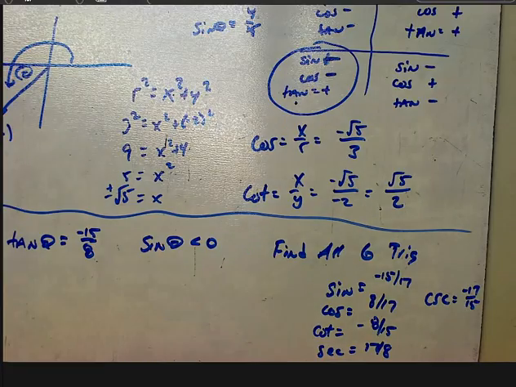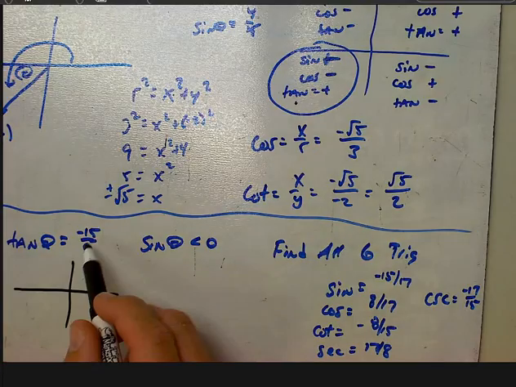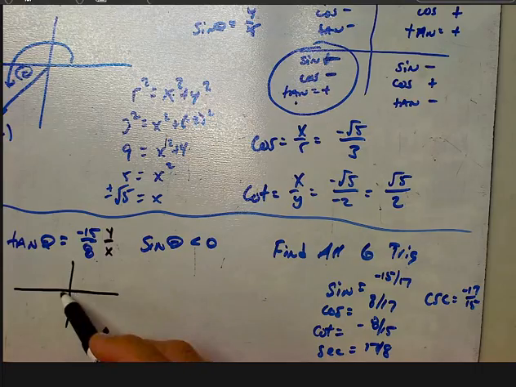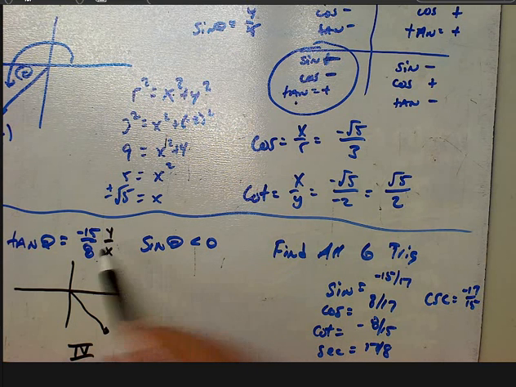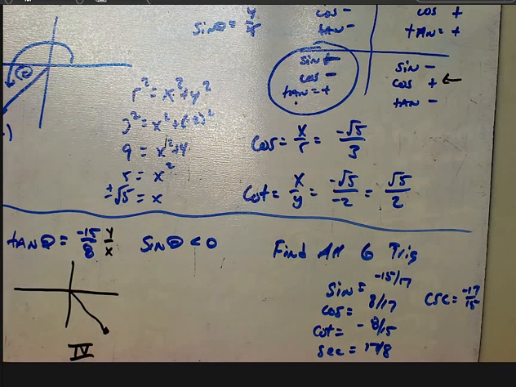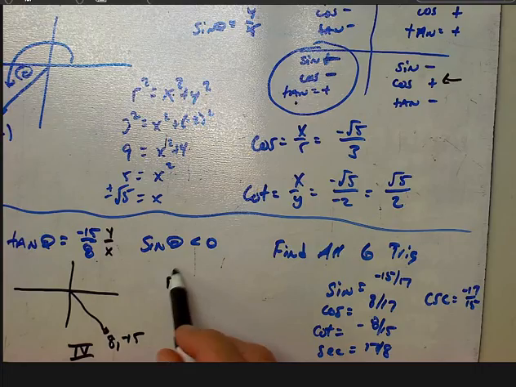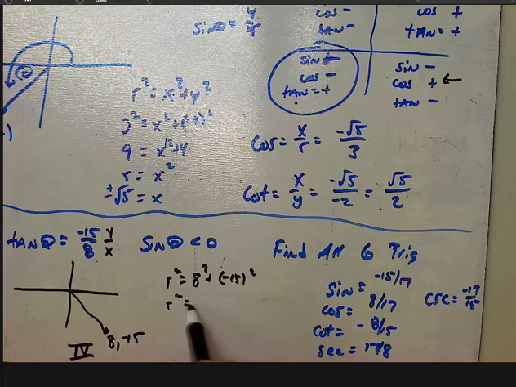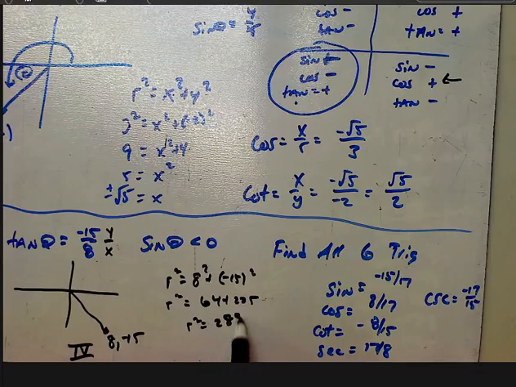Alright, so I went ahead and drew my angle. I know tangent is y over x, so that tells me to go to 8 comma negative 15, which puts me in quadrant 4. Sine has to be less than 0, has to be negative, and tangent negative. That confirms right here. Sine is negative, tangent is negative. Confirms I am in quadrant 4 with the ordered pair of 8 comma negative 15. And so now I find r. So r squared equals 8 squared plus negative 15 squared. R squared equals 64 plus 225. R squared equals 289. So r equals 17.